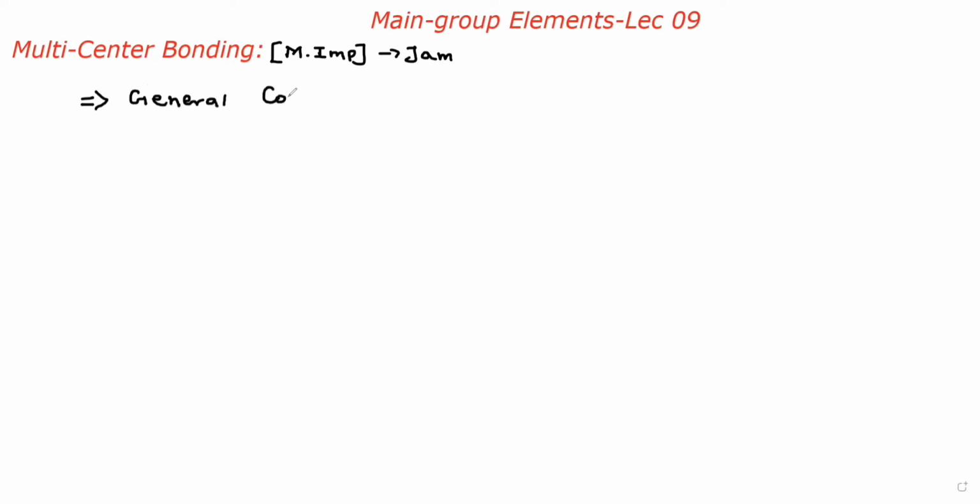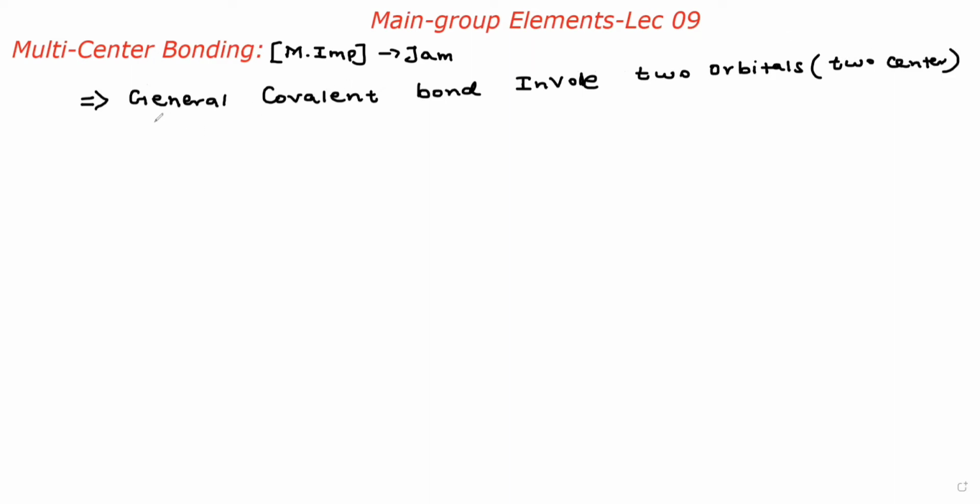A general covalent bond involves two orbitals. It means two centers. The most common covalent bond is the two center, two electron bond.